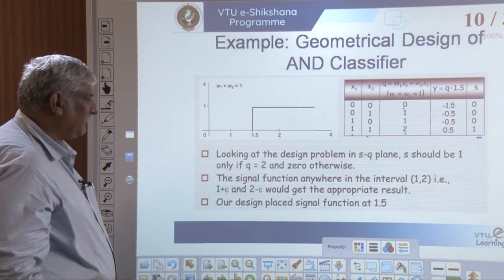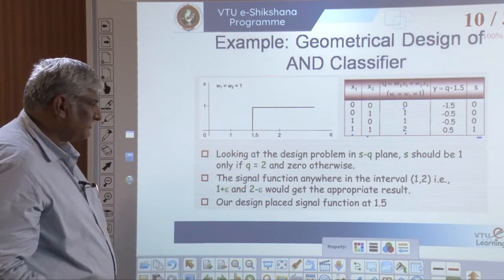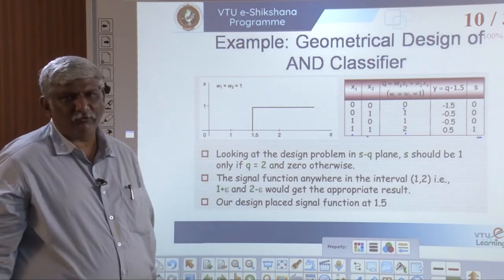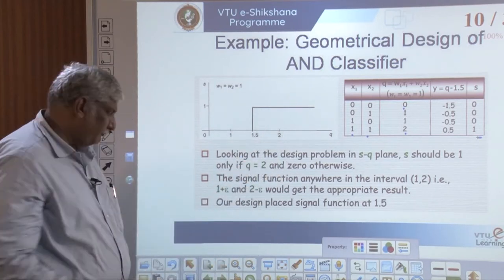So, here the signal function anywhere in the interval between 1 plus epsilon and 2 minus epsilon gets the appropriate results, and our design places the signal function threshold at 1.5. So, in that case we have drawn this particular threshold value as 1.5.